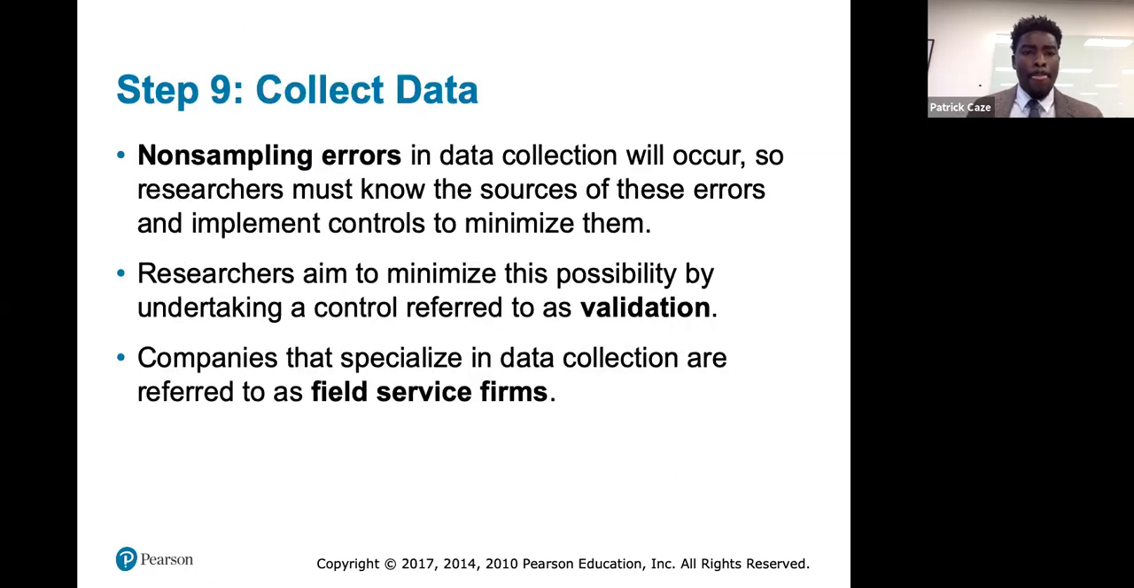All right. Non-sampling errors, okay, will occur. So researchers will know the sources of these errors, right? Non-sampling errors are basically mistakes you make as a researcher, as a normal person, all right? You just make mistakes, bad calculations, and that kind of thing, right? I fat fingered it. I pressed the wrong number. Something got erased. Who knows? I lost a piece of data. It's a number of things, but those are non-sampling errors, okay? Researchers aim to minimize this possibility by undertaking a control referred to as validation, okay? And companies specialized in data collection are referred to as field service firms.